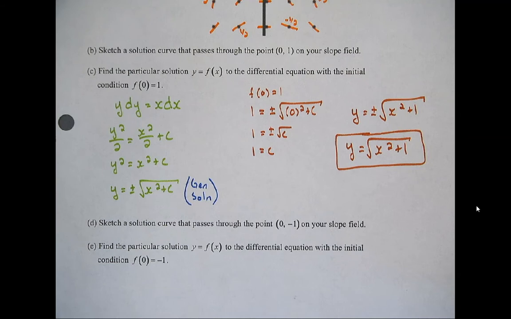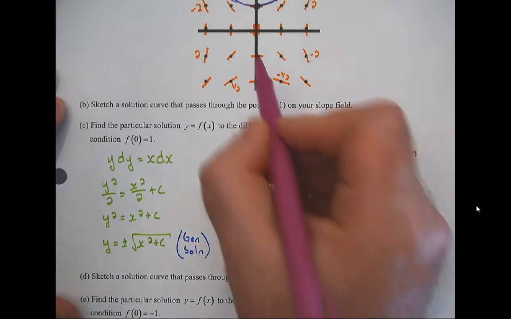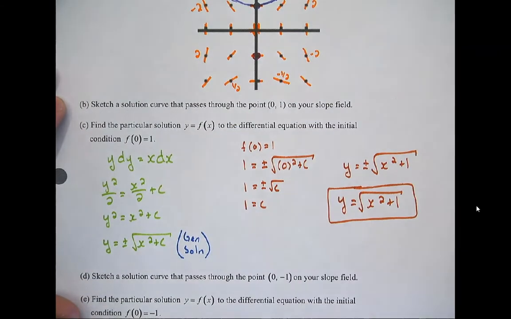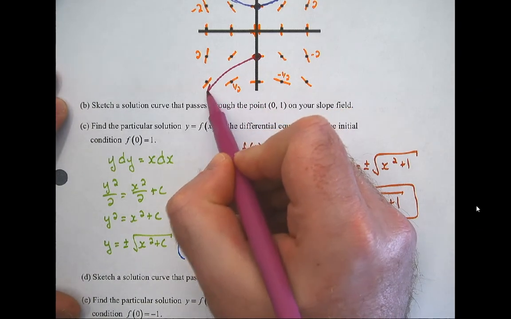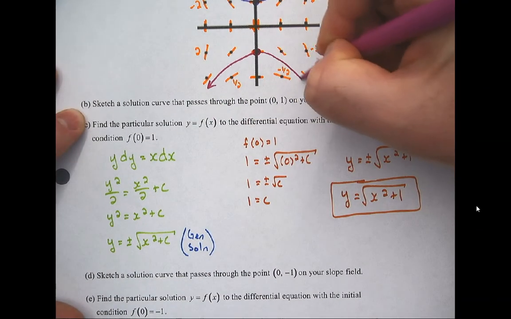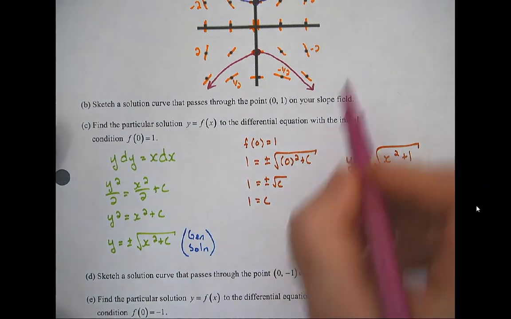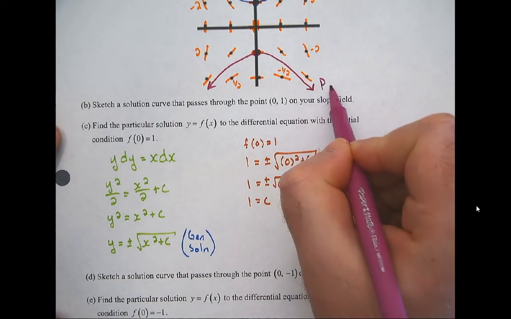Sketch a solution curve that passes through the point 0, -1 on your slope field. I encourage you to pause here. Try to do that on your own. Let's see how you did. So, maybe a reddish color here. So 0, -1. That's the point you've got to hit. And then I've got these asymptote things here again. So this is my part D sketch.